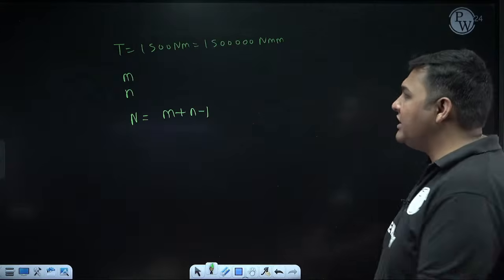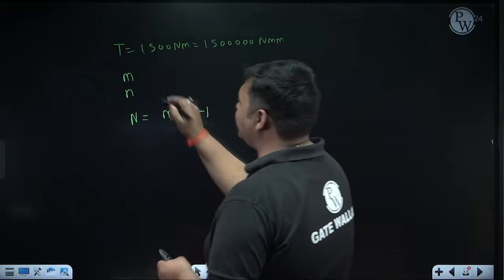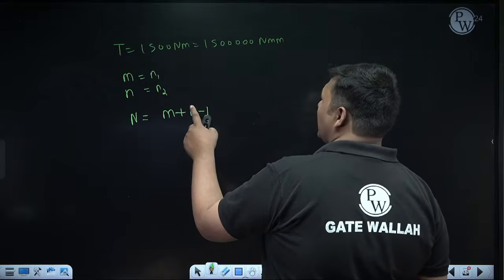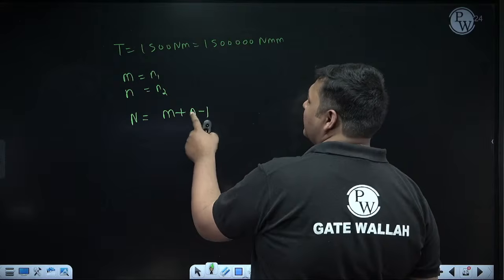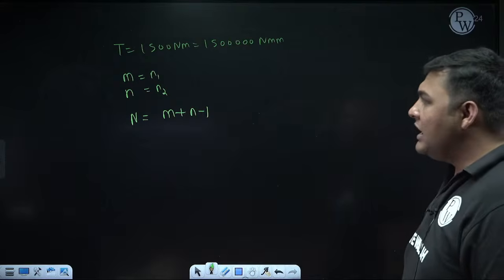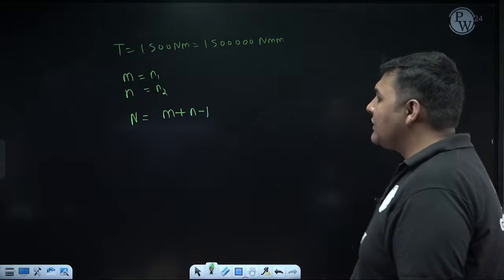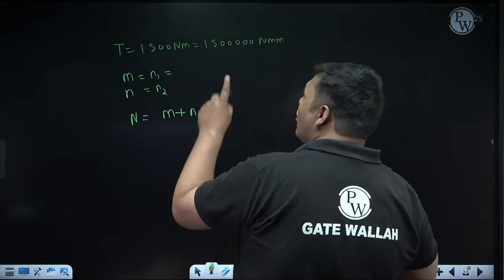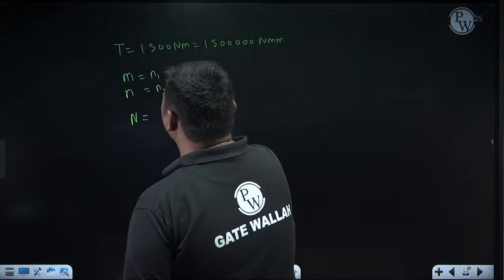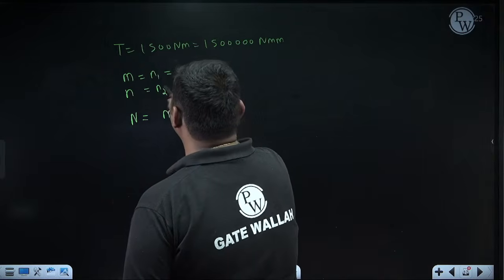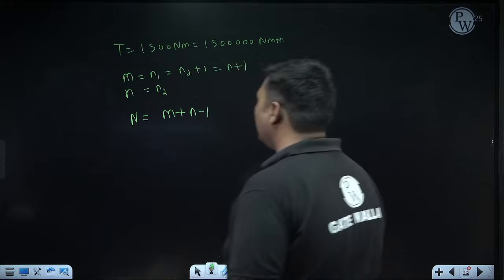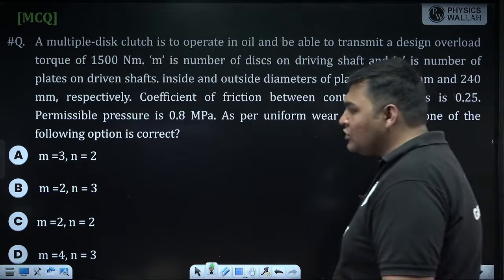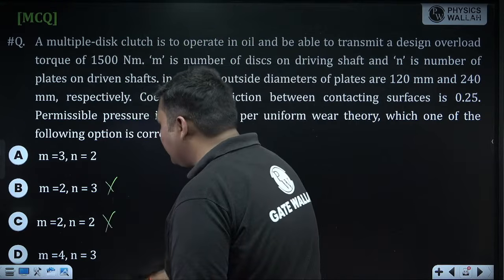In class we were denoting the number of plates on the driving shaft as N1 and the number of plates on the driven shaft as N2. So the number of pairs of contacting surfaces was N1 plus N2 minus 1. So here it will be M plus N minus 1. Now here one interesting result you can use. We discussed in class that the number of plates on the driving shaft will always be 1 more than N2. So N1, that is M, is N2 plus 1, and N2 is N, so M will always be equal to N plus 1. If you use this conclusion, you can easily eliminate options B and C.